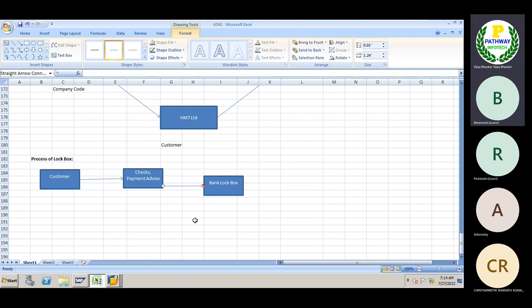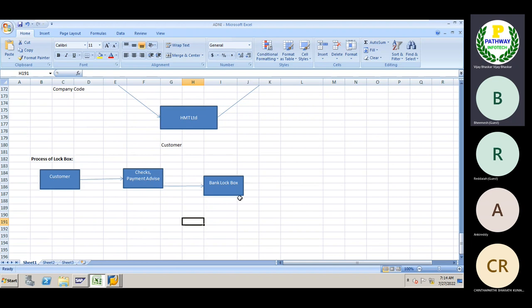Then from here, the lockbox file format is the BAI2 file format. There are two formats, BAI and BAI2. Now most of the customers, about 90%, are using the BAI2 file format. What is the difference between both, I will explain later on. First we need to understand the process, what is the process of the lockbox functionality.